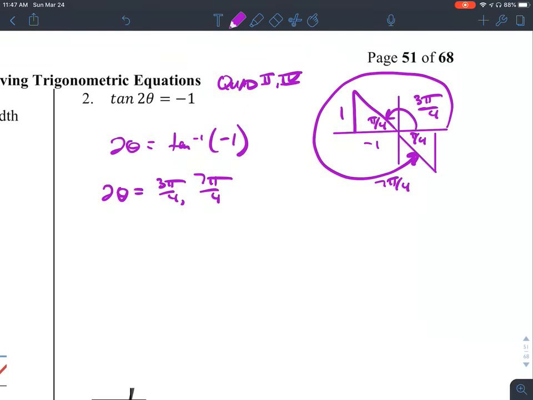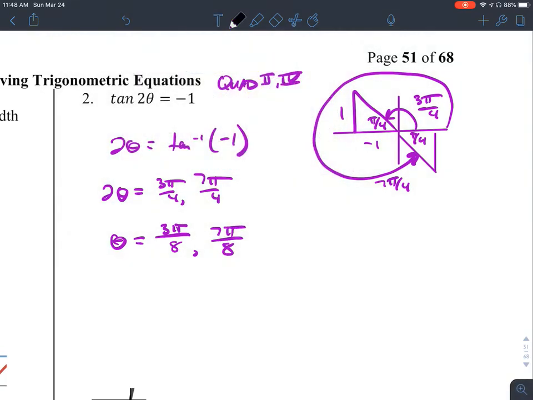So step 1, figure out what quadrants you're in. Step 2, get 2 theta by itself. Step 3, figure out what 2 theta is equal to. And then step 4, figure out what theta is equal to. So we're going to multiply both sides by 1/2. It's going to give us 3 pi over 8 and 7 pi over 8.